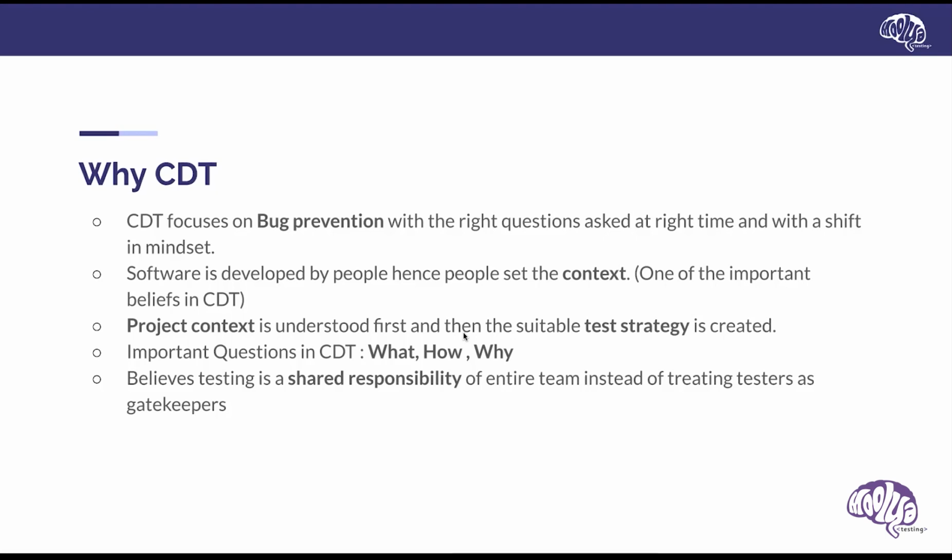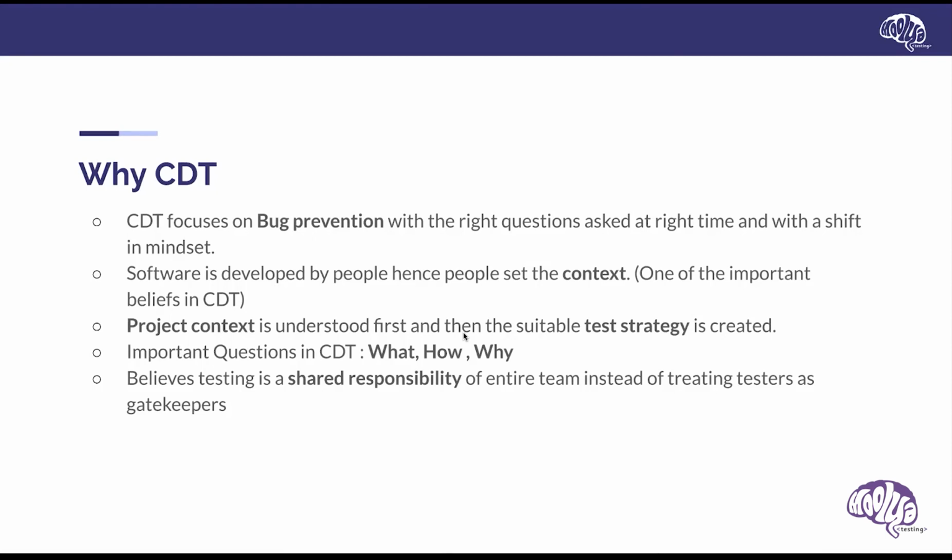A context-driven tester believes that quality is a shared responsibility of the entire team, instead of treating testers as gatekeepers. So in CDT, we don't really say that if a bug leaks to production, the tester didn't do the job. No, it's not like that. There can be multiple reasons why things go into production. So we would first sit down as a team and think how we could have prevented that issue, and as a team, what we can do to improve for the future, so that this doesn't happen again.